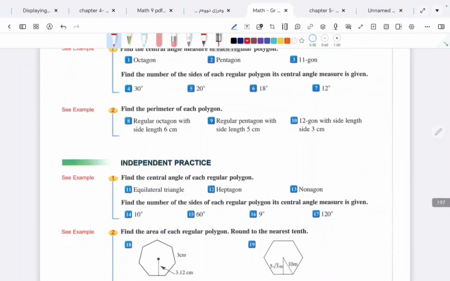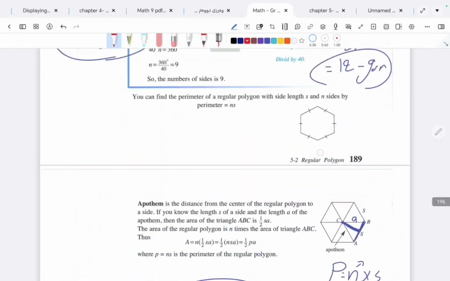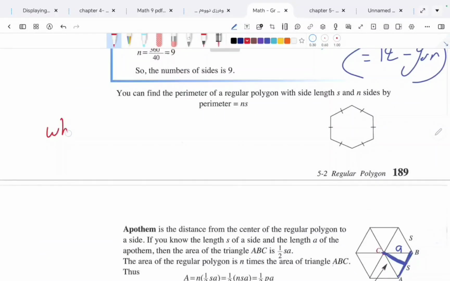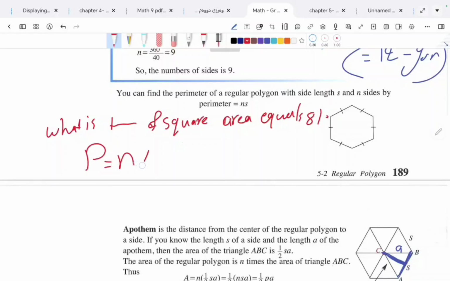Then we have another example. For example, they say, what is the perimeter of a square when area equals 81? How to find perimeter when area is given? Of a square, you know N equals what? N equals 4. But we don't have S. By using area, can I find S?